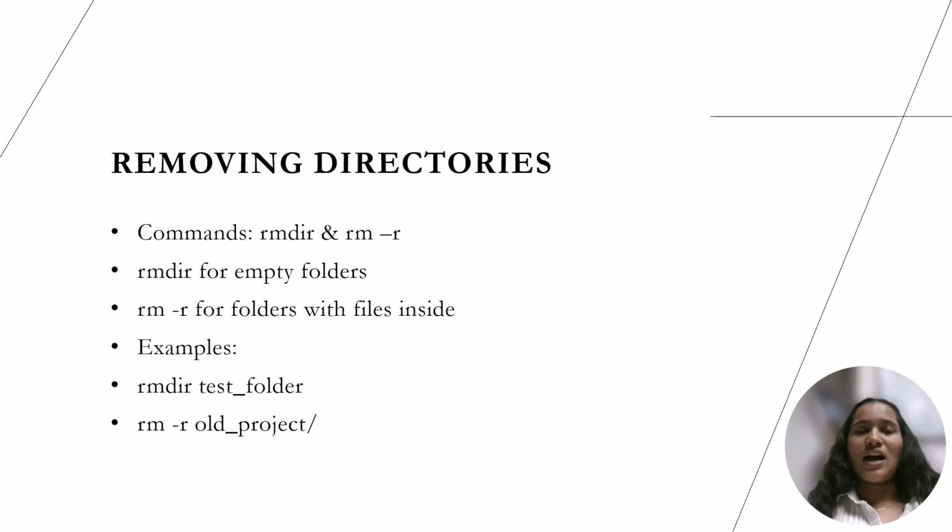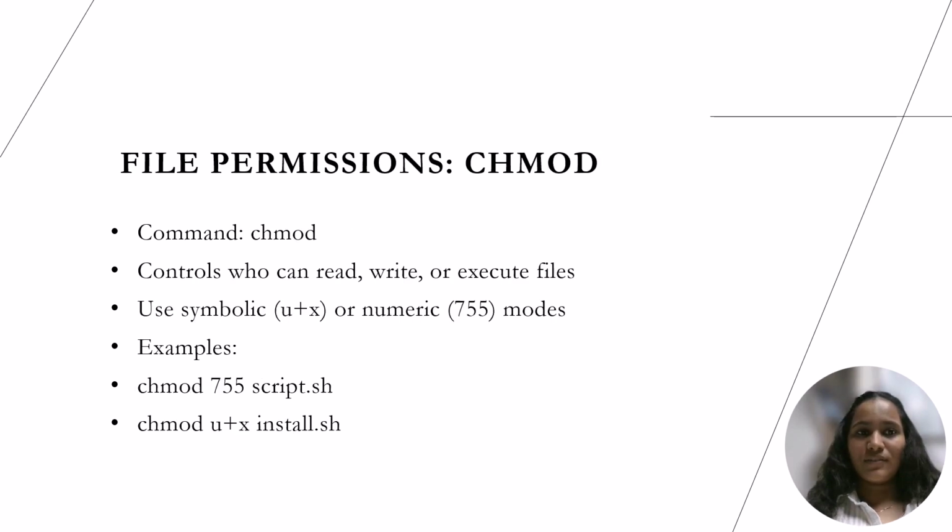The next one is how to remove an entire directory. That means how to remove the entire folder. To delete an empty folder, we use rmdir. But if the folder has files in it, we use rm -r and then the folder name. This removes the folder and everything inside it. So double check before you hit enter.